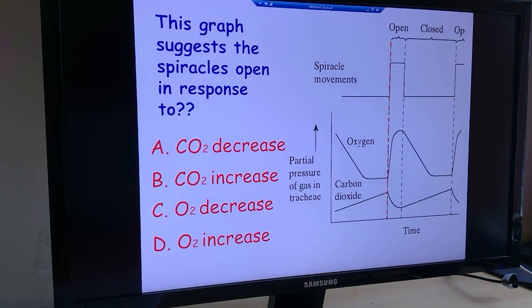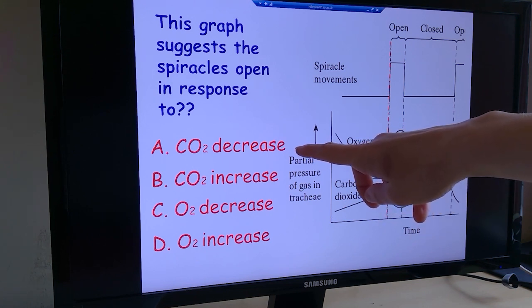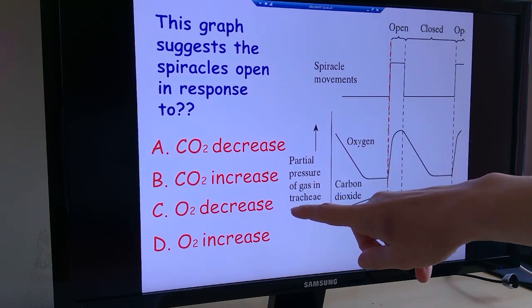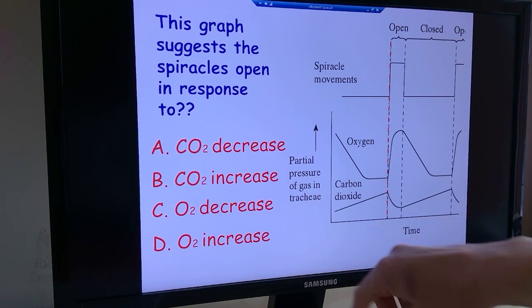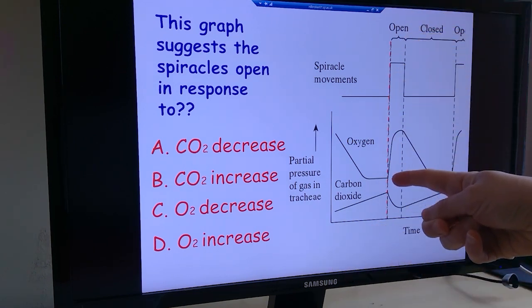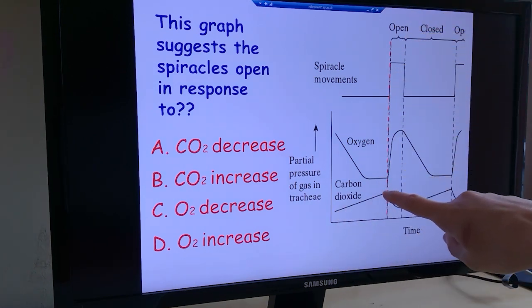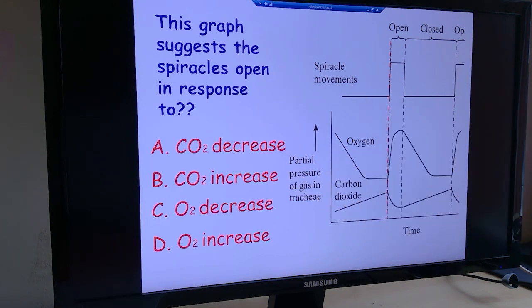Okay, now we did do this one last lesson and Tom picked correctly, so have a look, see whether you can pull it out again. This graph suggests that spiracles open in response to what? Carbon dioxide decrease, increase, oxygen decrease, oxygen increase. We're looking at the graph, they open when there is an increase in carbon dioxide.